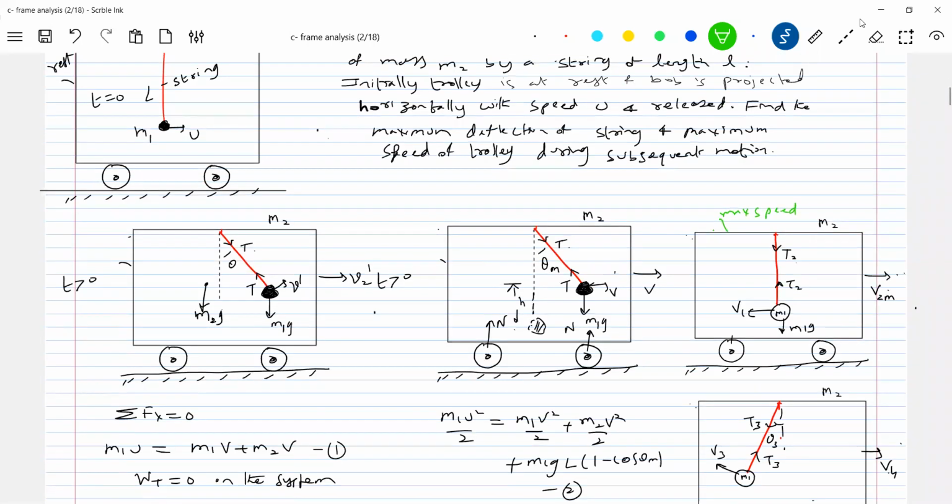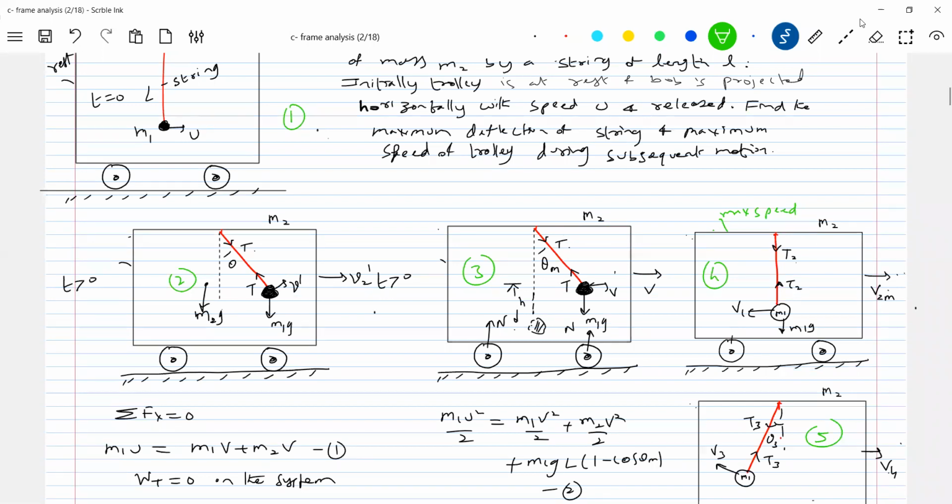This is the first diagram, second diagram, third diagram, fourth diagram, fifth diagram. So you look at the total situation. We have to calculate maximum speed. Can I apply conservation of momentum between first and fourth, or should I always apply in order? No, you can apply between 2 and 3 and 4. You can apply between 1 and 4. Anything, it's left to you.